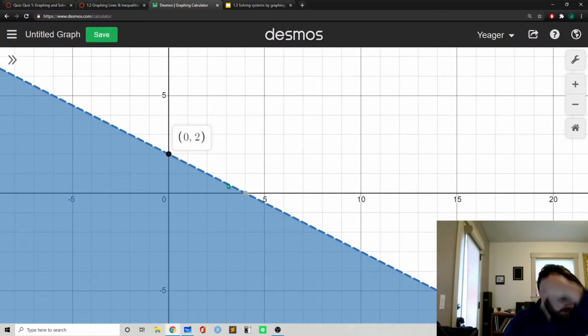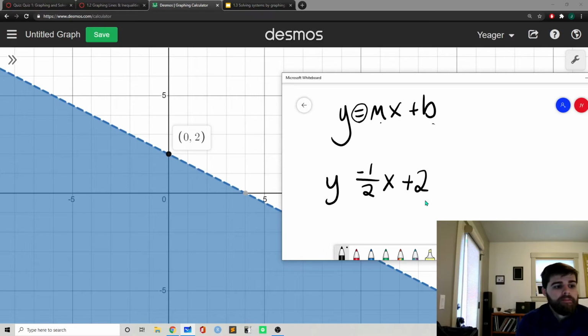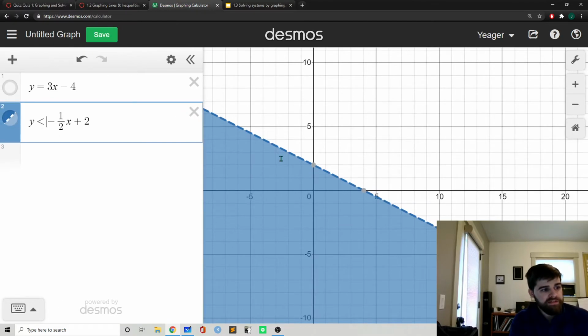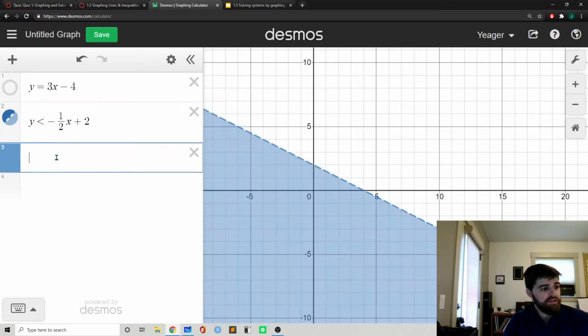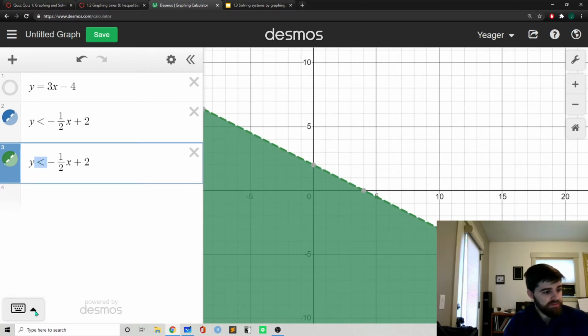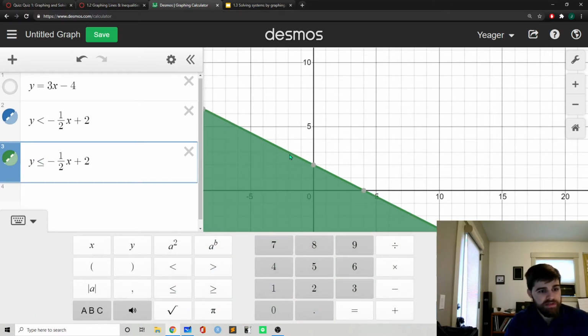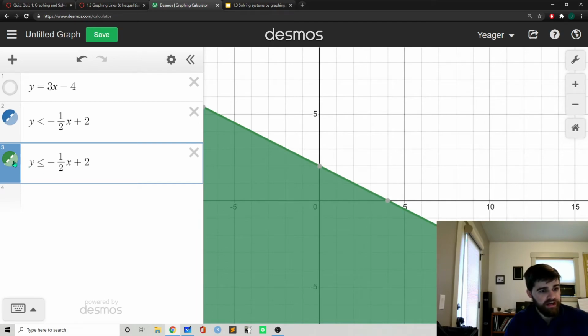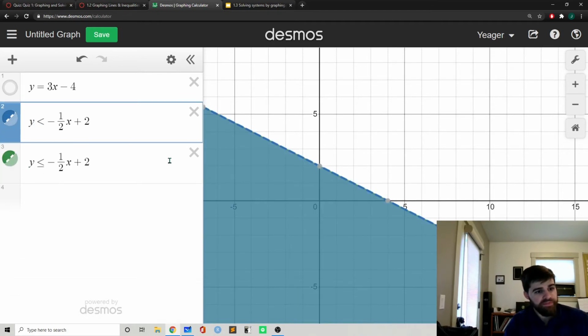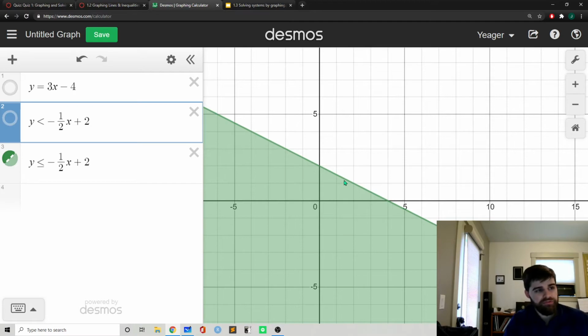Cool, so we've got shading below the line, so y is less than, and then since we have a dotted line here, we don't want to add that. We want to leave that off. So again, y is less than -1/2x plus 2. Just to show you the difference, a less than or equal to would just be that we have a solid line instead of a dotted line. Dotted line for less than, solid line for less than or equal to.